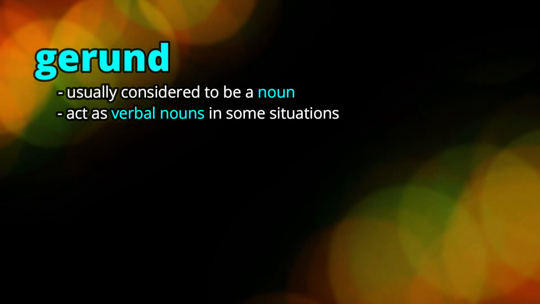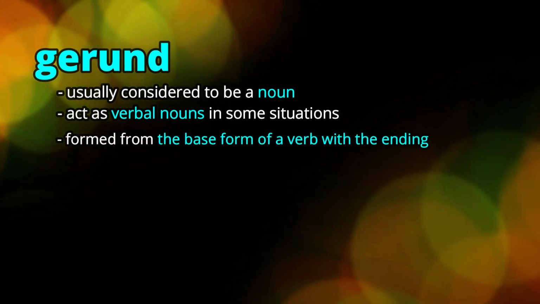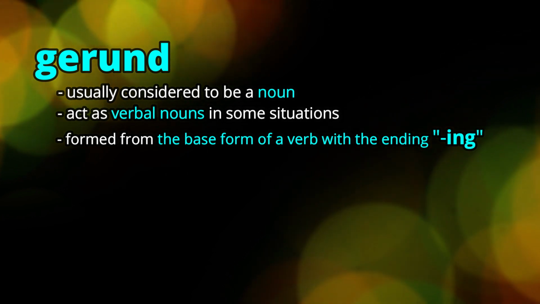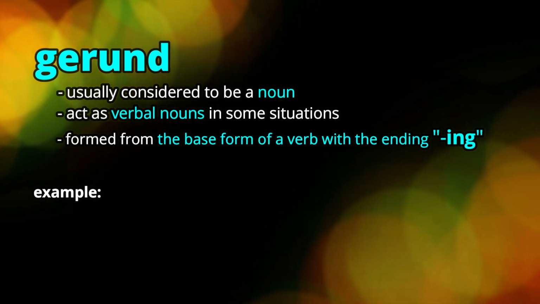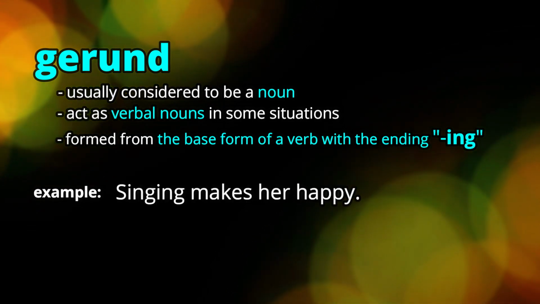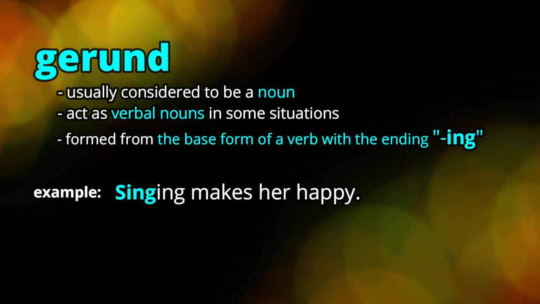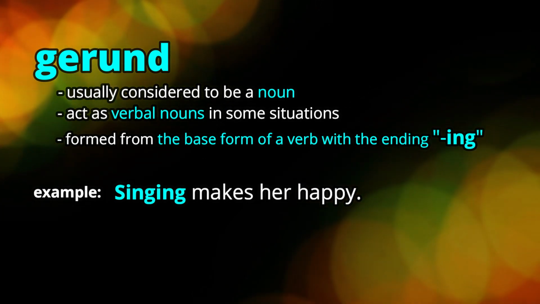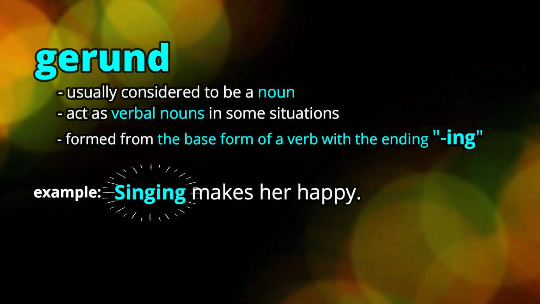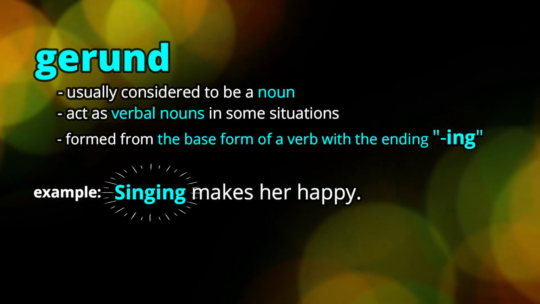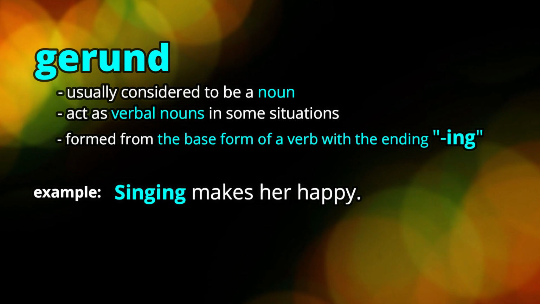Now, gerunds are formed from the base form of a verb, and they will always contain the ending ing. So if we look at the example, the base form of the verb here is sing, and we just add ing to the base form and we get our gerund singing. And then let's use it. Okay, in the sentence, singing makes her happy.